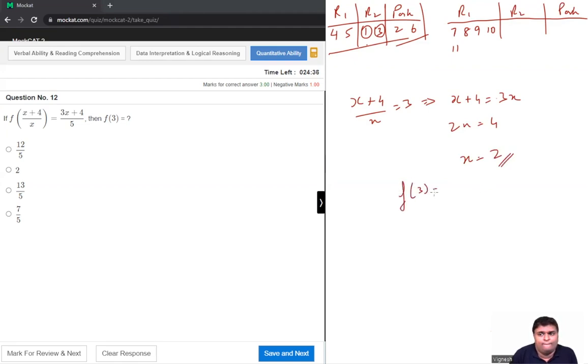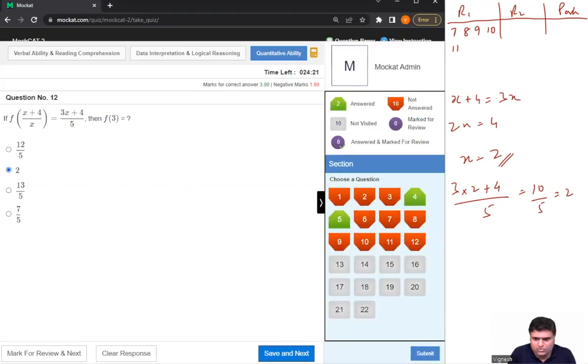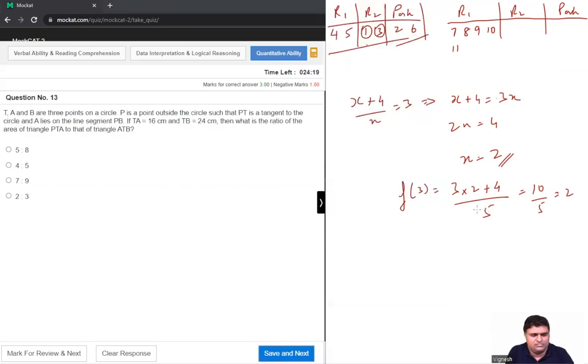Option 2. 3 into 2 plus 4, divided by 5. 6 plus 4, 10 by 5 should be 2. Yes, fine. Okay, one we got right away. 13.